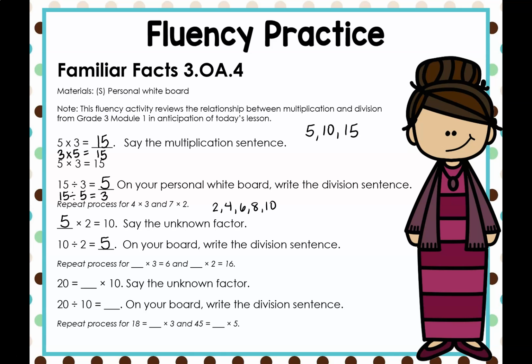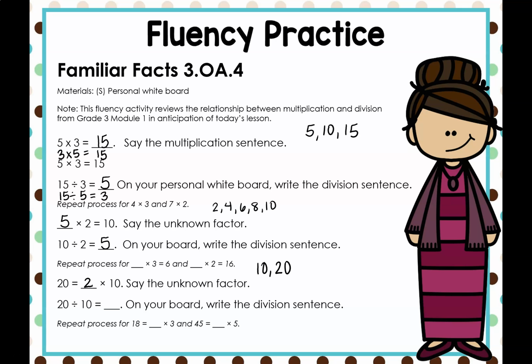20 equals blank times 10. Okay, so let's write a skip count for 10. Let's see how many times we have to do it before we get to 20. 10, 20. That one was easy. We only had to skip count twice. So then our unknown factor would be 2. So 20 equals 2 times 10.